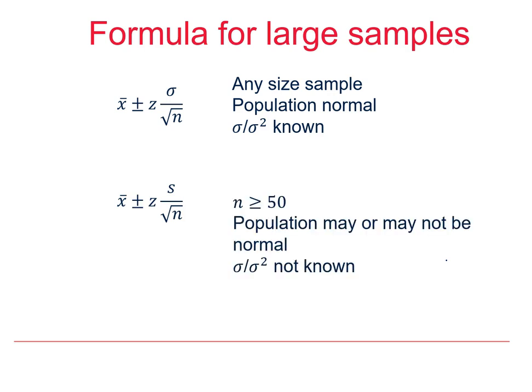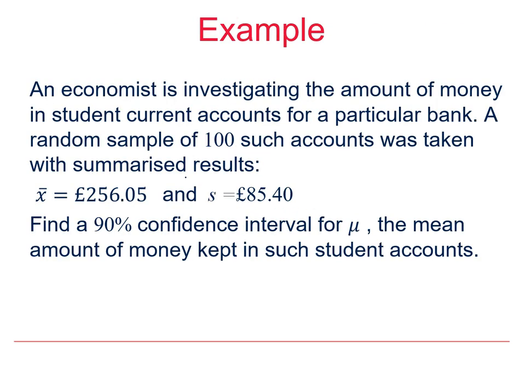In the case we're going to look at here, we're going to have a large sample, and in that case we may or may not know that our population is normally distributed because it won't actually matter. We can use the central limit theorem if we don't know that, and the population standard deviation or variance in this case is not known, so in the formula, rather than sigma, we're going to use S, our estimate from our sample of the population standard deviation.